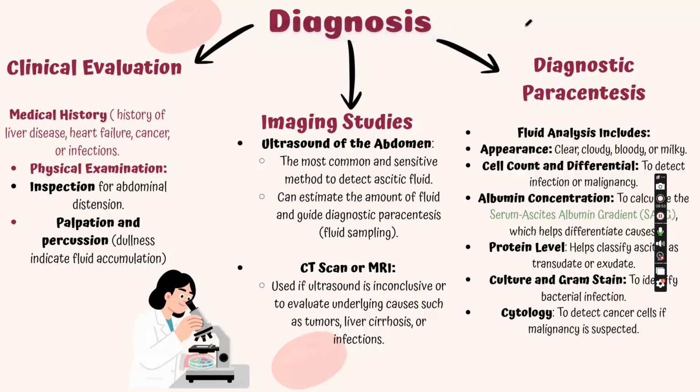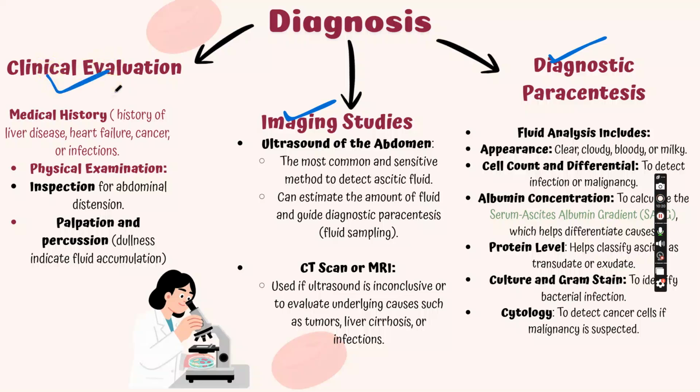Here we got the diagnosis. How can we diagnose this disease? The first is clinical evaluation. We'll take the subjective data of the patient. Moreover, we'll do inspection. We'll do palpation and percussion as a normal RN does. And then there are imaging studies. Next is the diagnostic paracentesis, which we'll further discuss. First, we'll go on with the clinical evaluation.